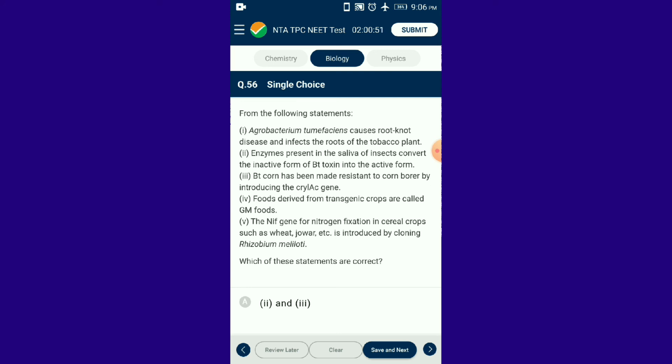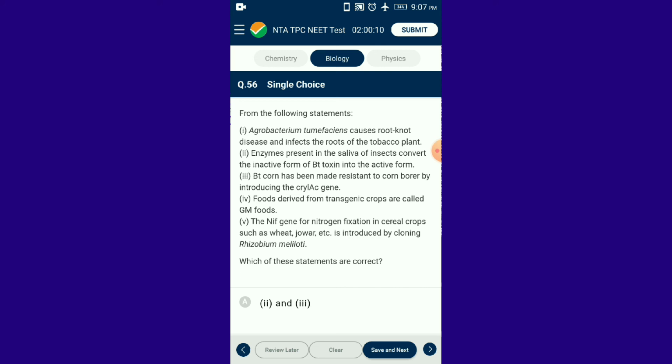The second statement, enzymes present in the saliva of insects convert the inactive form of Bt toxin into active form. So, that statement is also wrongly given. The toxin produced by Bacillus thuringiensis is in inactive form called the protoxin. After the protoxin is ingested by the insect, the inactive toxin gets converted to the active form of toxin due to the alkaline pH of the alimentary canal. So, the second statement is also wrongly given.